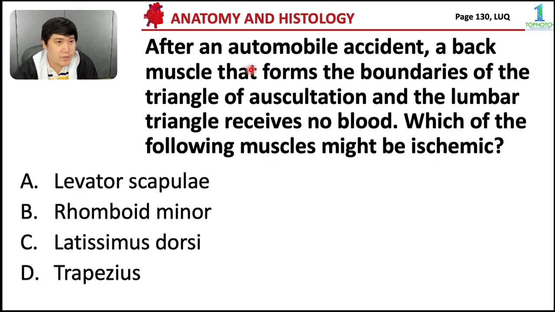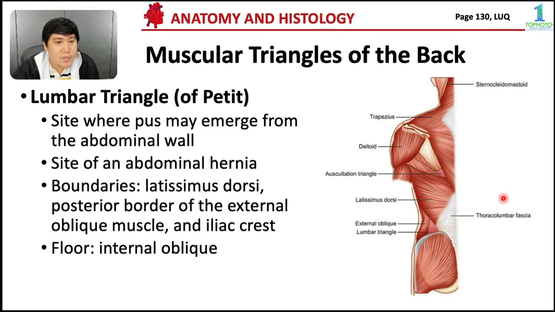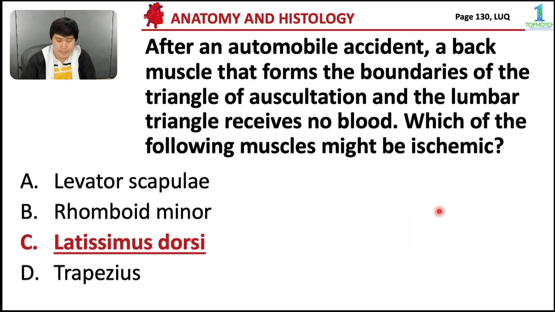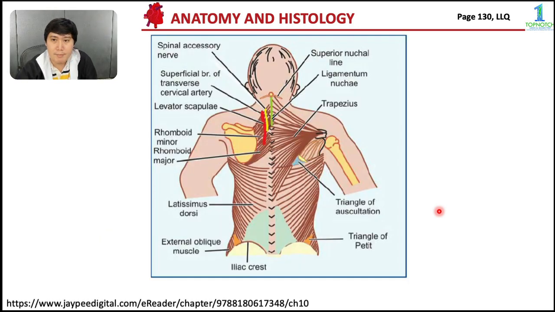Okay? So, let's try to answer this question. After an automobile accident, a back muscle that forms boundaries of the triangle of auscultation and the lumbar triangle receives no blood. Which of the following muscles might be ischemic? So if you look back here, which muscle participates in the boundaries of the two triangles? So this part and this part, that's actually part of your latissimus dorsi. Okay, here's another picture.